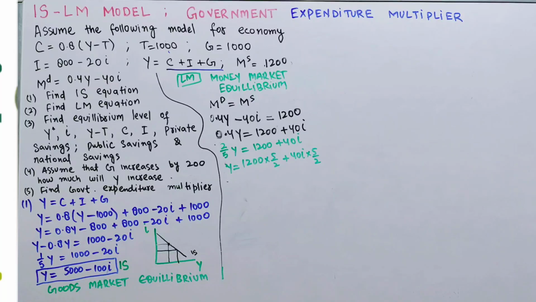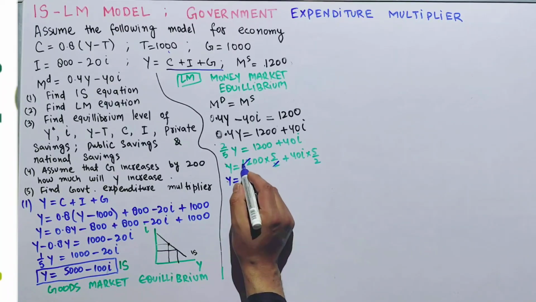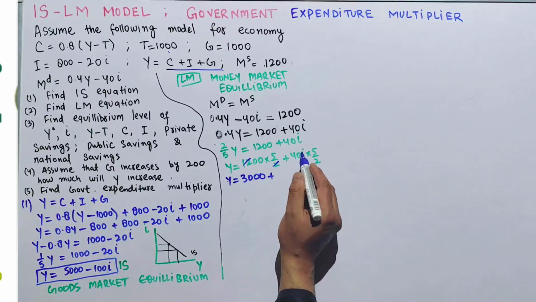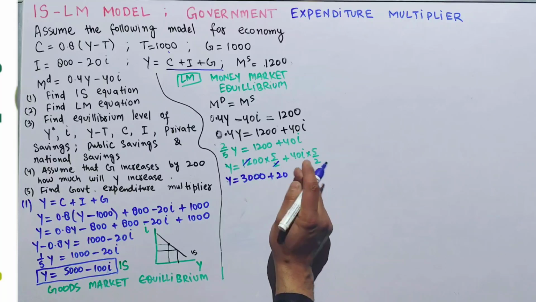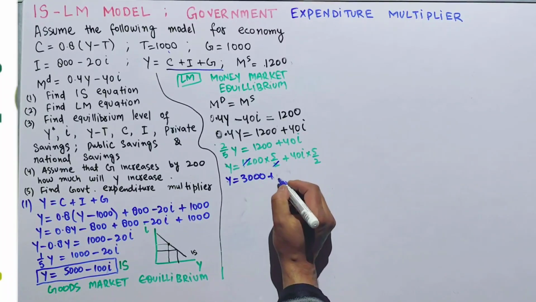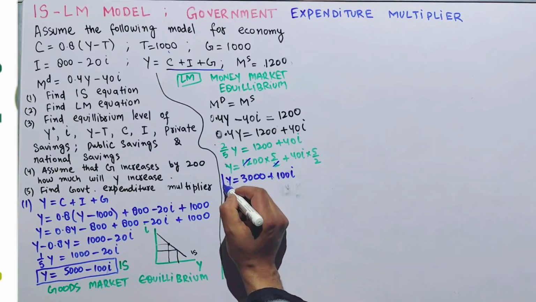So here 2 ones are 2, 6 fives are 30, so y will be equal to 3000, plus 2 ones are 2, 20 fives are 100. So let me write it here, 100i. This is our LM equation.